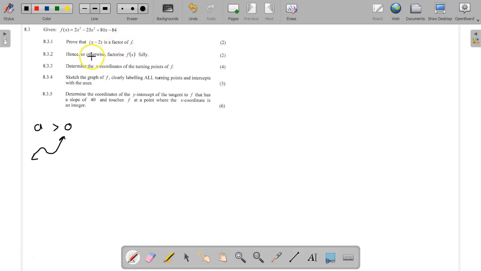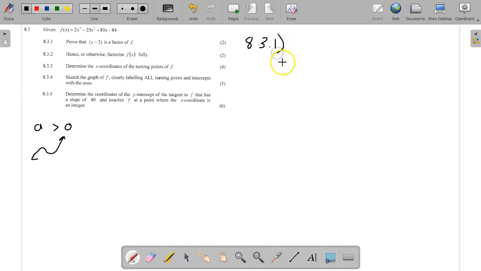Now, going to 8.3.1, they say prove that x minus 2 is a factor of f, and that's 2 marks. Now, the question is, how do we prove that something is a factor? Another way to think about this is that if we can prove that x minus 2 is a root, we then prove that it is a factor as well. Now, how would we prove that it's a root? Let me just show you.